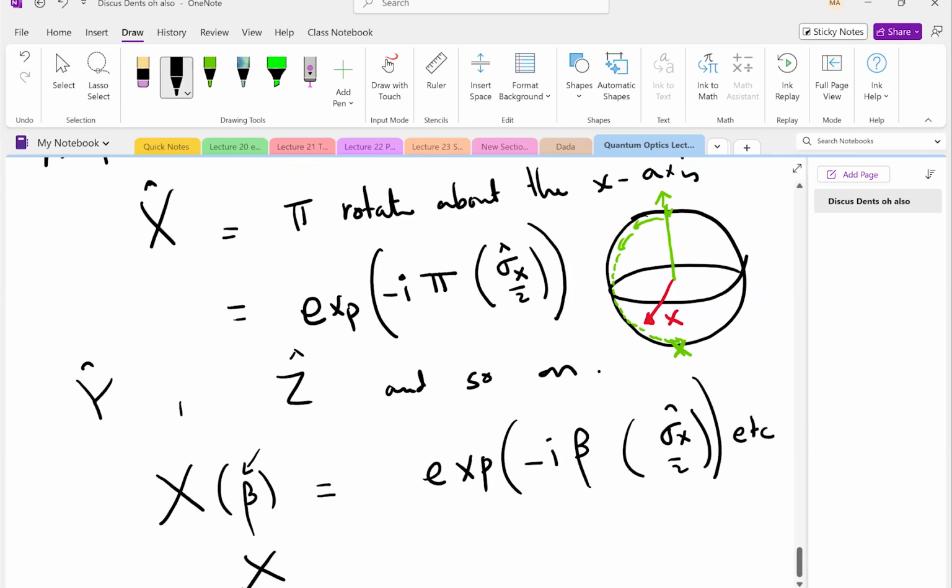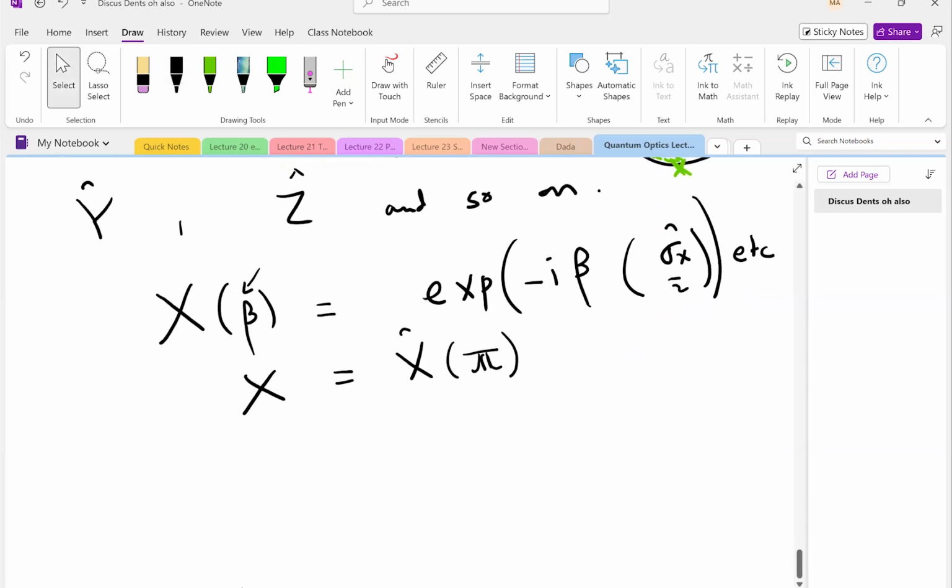So an X without any argument is really an X with an argument pi. Okay, so this is the notation that I'm going to use. All right, so far so good.